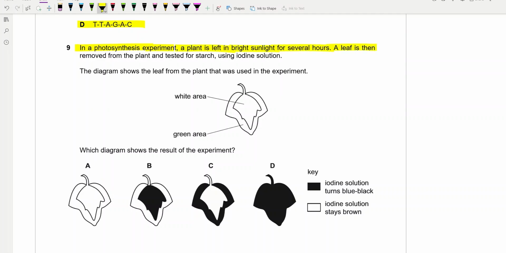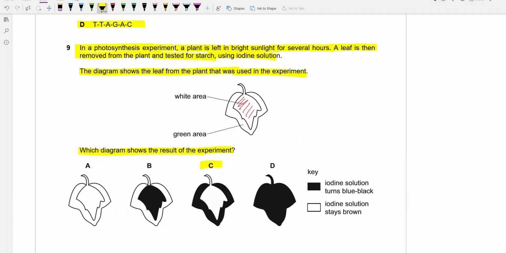Question number 9. In a photosynthesis experiment, a plant is left in bright sunlight for several hours. A leaf is then removed from the plant and tested for starch using iodine solution. The diagram shows the leaf from the plant that was used in the experiment. Which diagram shows the result of the experiment? So if the starch is present, the iodine solution would turn blue-black. In this case, the starch was being used from this area. So the answer for this would be option C, as the starch is getting used up from the middle of the leaf.